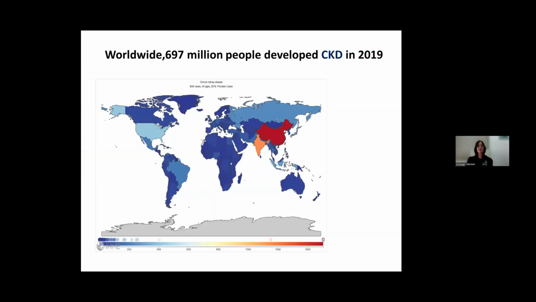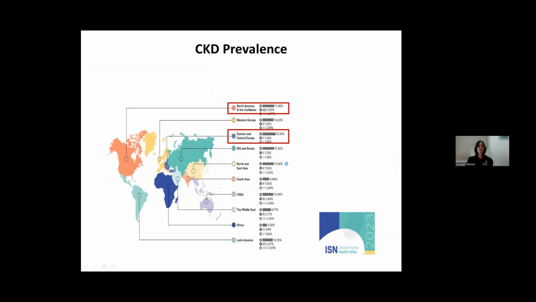Worldwide, about 700 million people developed CKD in 2019. Here we can see the global prevalence, that is at 9.2%. This is country specific, as we know, and it has a variation across countries and across continents. The highest prevalence is seen in Eastern and Central Europe and in North America, in the Caribbean, where it reaches about 12%, and in Africa.